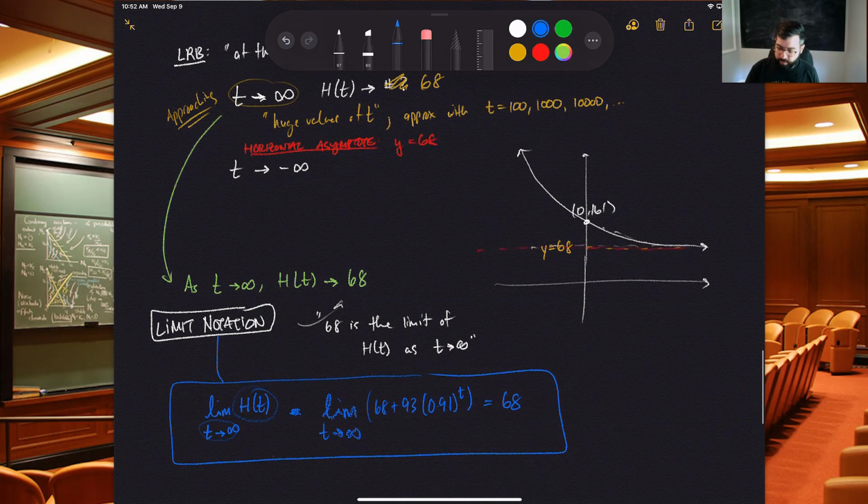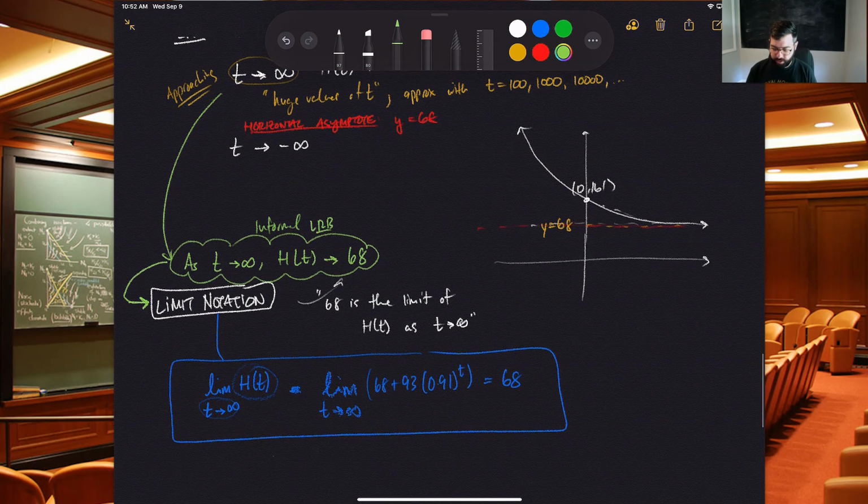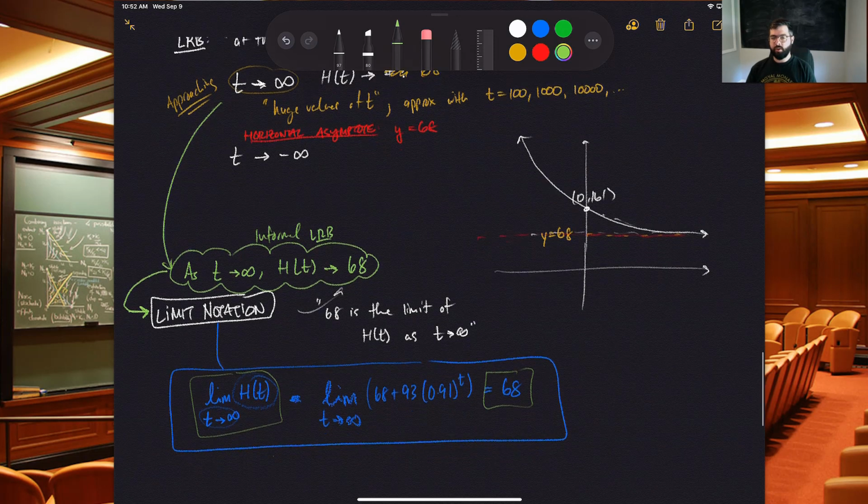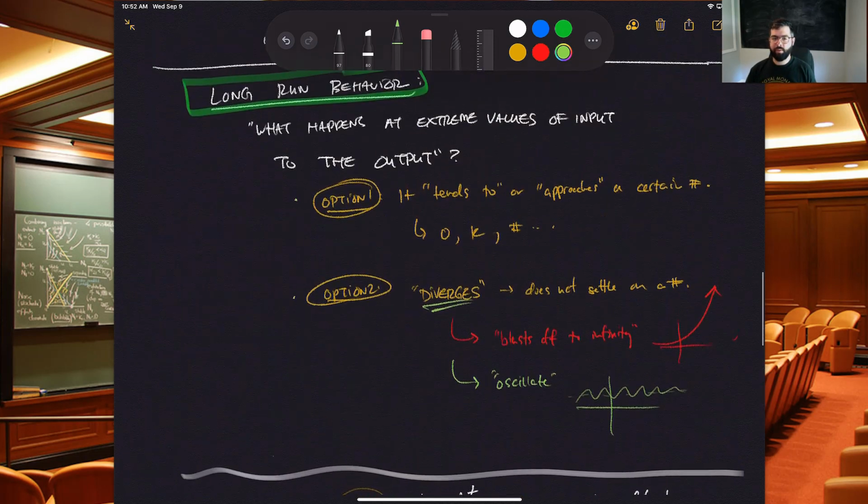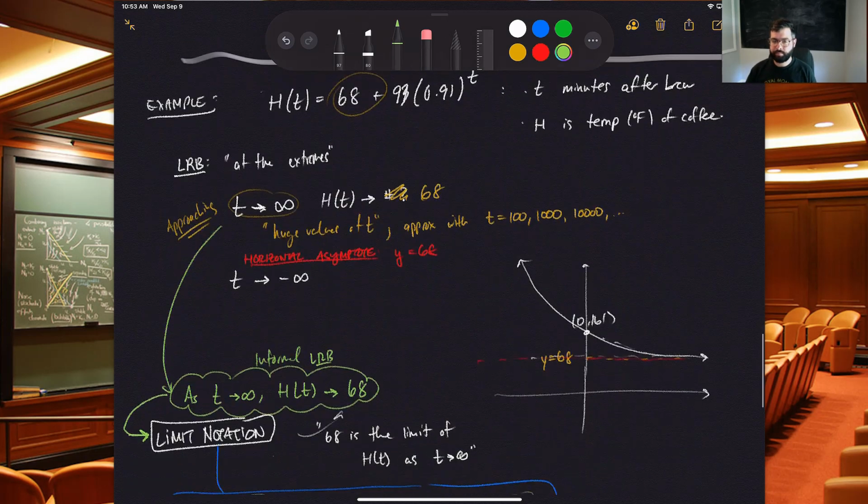So this is one way to say it. This is kind of informal. An informal way to talk about LRB or long run behavior. We want to start practicing using this limit notation to represent it. So the limit of h of t as t approaches infinity is 68. That's what happens. So which of the two options for long run behavior was this? This was option 1 because it was heading towards one number.